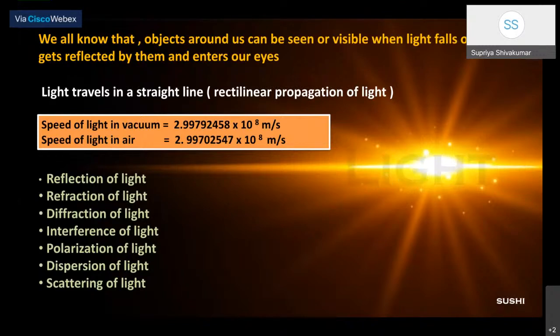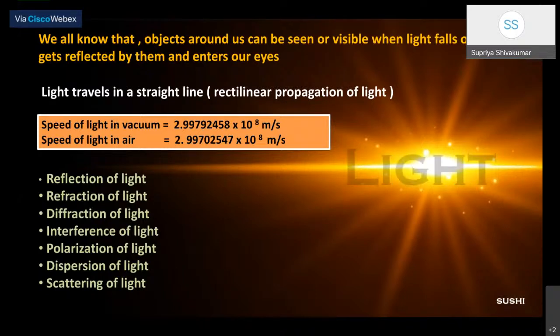The second point to be understood is that light travels in a straight line, which is also termed the rectilinear propagation of light. So when it comes after the decimal, you can see the fifth decimal point. There is a change in that number, and thereby you can approximately take that to be 3 × 10⁸ meter per second.